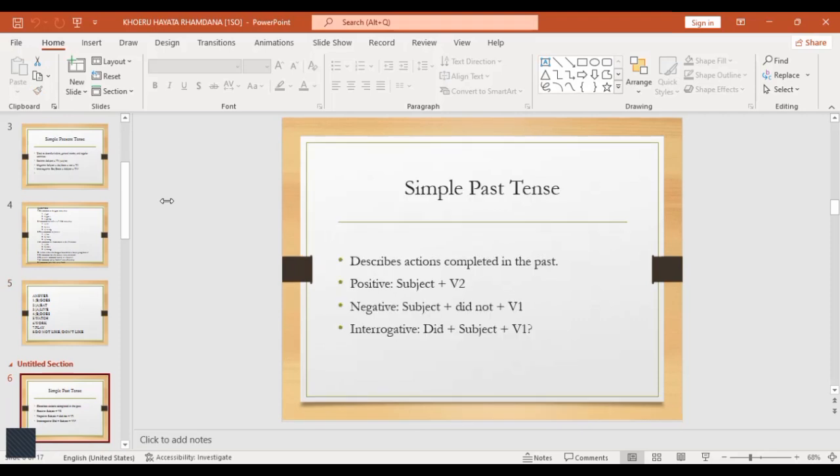Number two, simple past tense. Let's move on to the simple past tense, which is used to express actions or events that occurred in the past and are now completed. The simple past tense is very commonly used when we talk about experiences or events that have already happened at a specific time in the past.